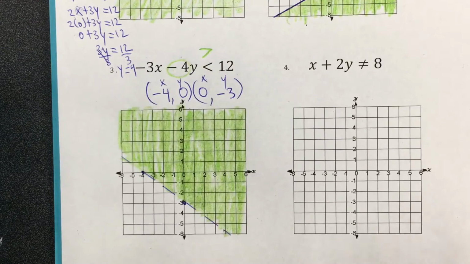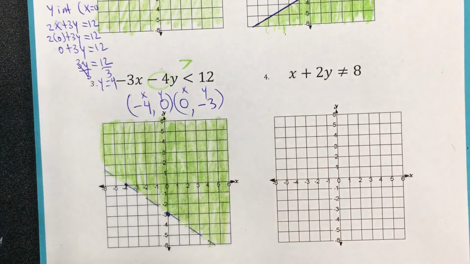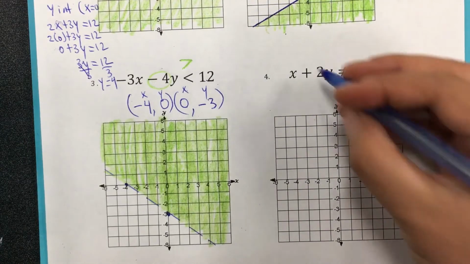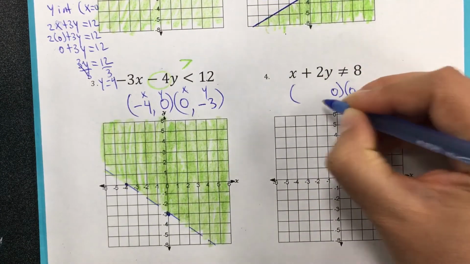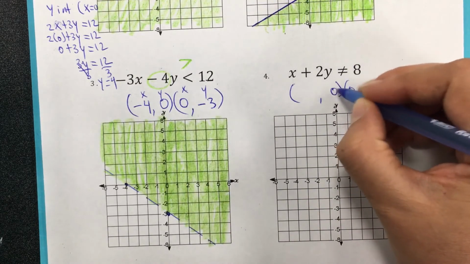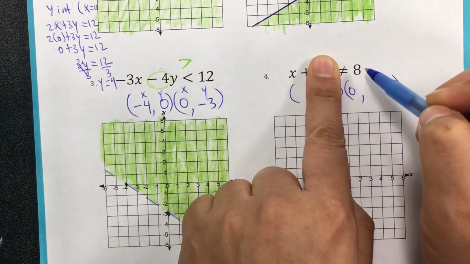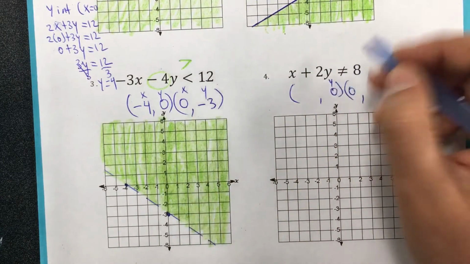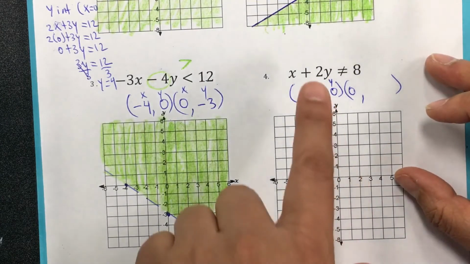Okay, for the next one, we have an interesting symbol, which means not equal to. Whenever you have that, you still need to do your parentheses with the 0, 0 for the x and y intercepts. If y is 0, x equals 8. Don't bother about putting that. Just to find the points, we can just say equal, okay?